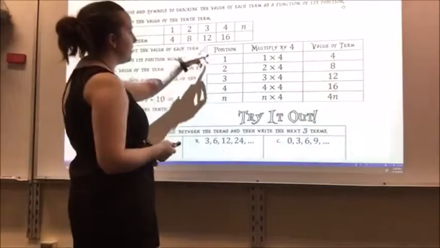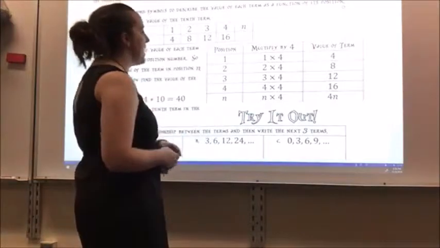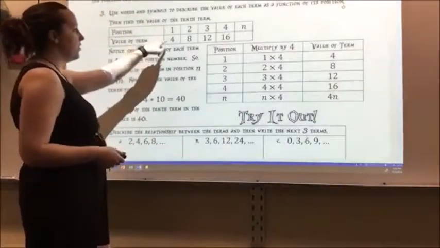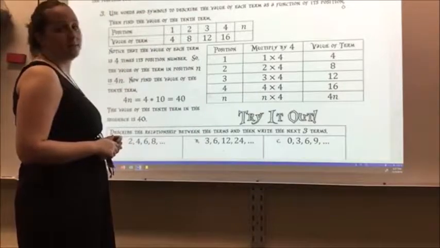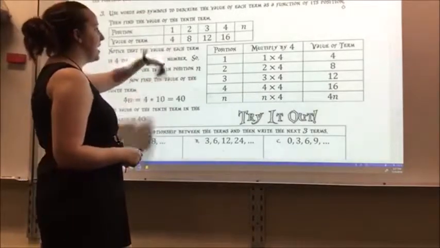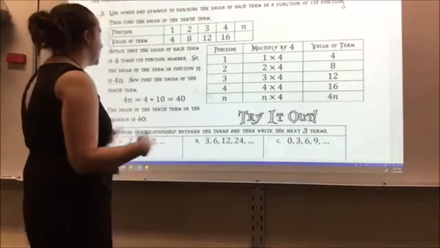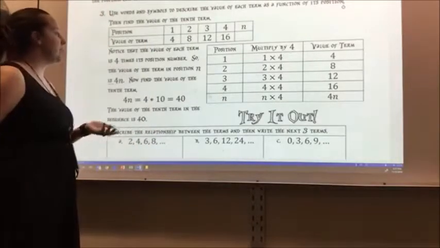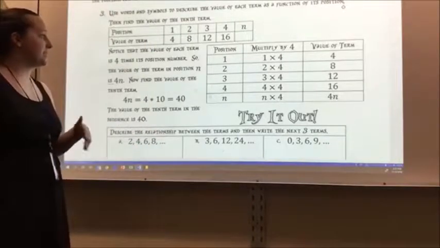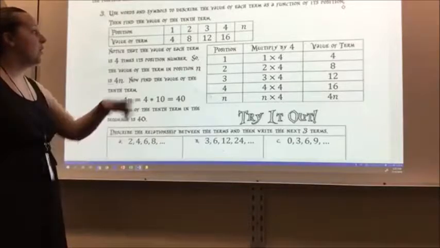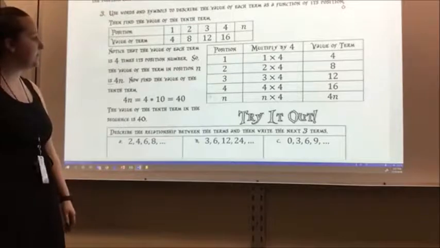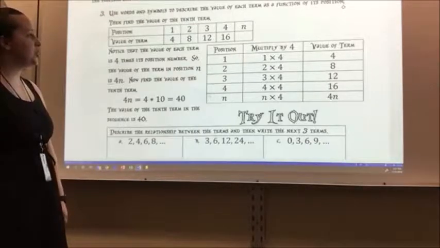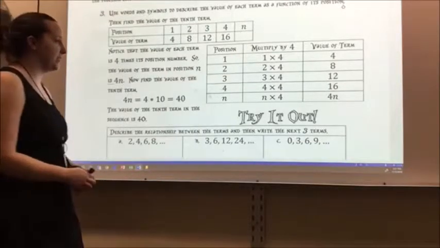From 8 to 12, I'm adding 4. 12 to 16, I'm adding 4. But if I'm going 1 to 4, if I'm looking at it this way, 1 to 4, 2 to 8, I still get a ratio of 4, so I'm multiplying each time. Notice that the value of each term is 4 times its position number. So 4 times 2 is 8, 4 times 3 is 12, 4 times 4 is 16. So the value of the term in position n is 4n.